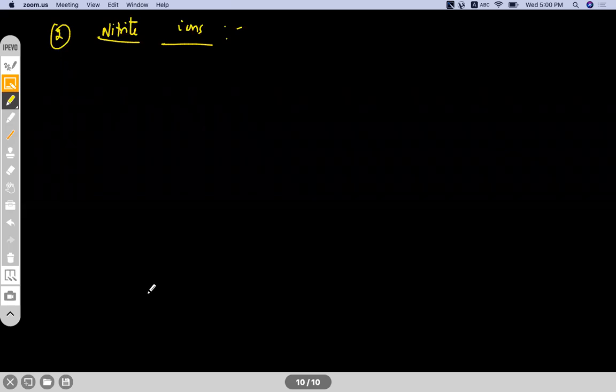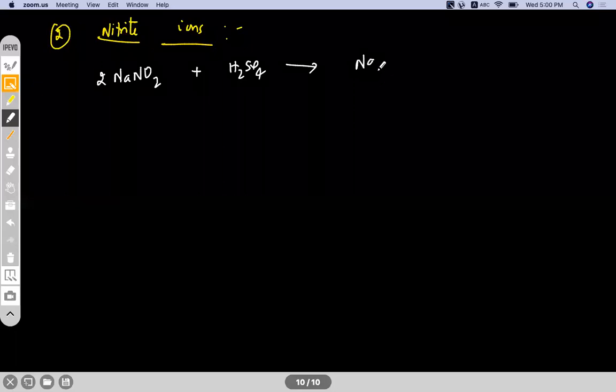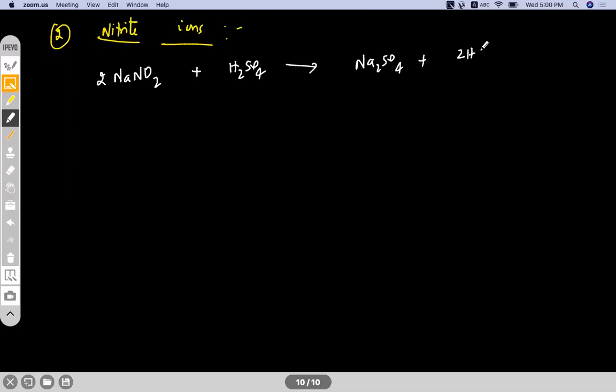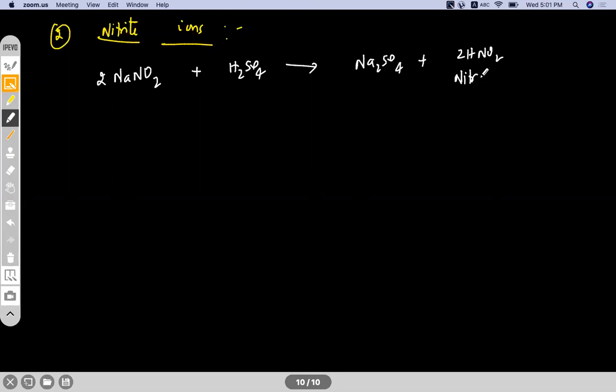The reaction involved in this: we have 2NaNO2, nitrite ion NO2 minus, plus H2SO4, it converts into Na2SO4 plus HNO2. This is called nitrous acid, HNO2.